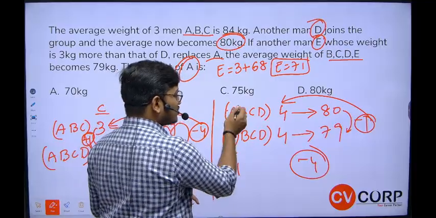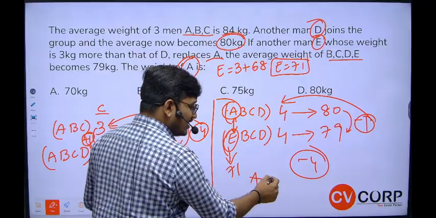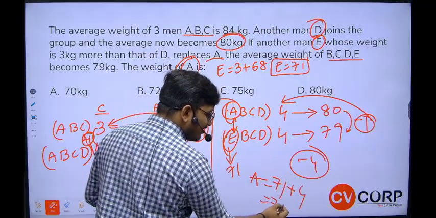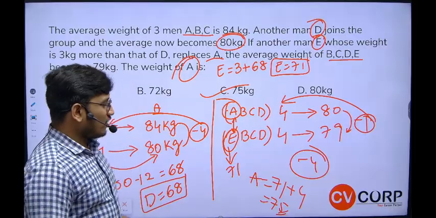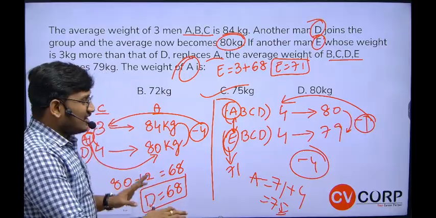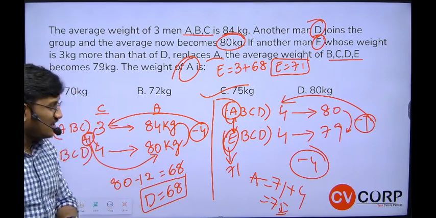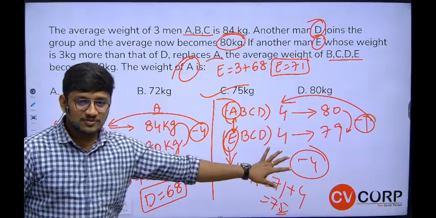Now they are asking us to find the weight of A. I can surely say that A's weight is more than E's, and E's weight is 71. How much more? 4 more. So 71 plus 4 is 75 kgs. So the weight of A is 75 kgs. If you observe, it's not very complicated. Here they have given two different questions clubbed together in a single question. This part belongs to addition and this part belongs to replacement.